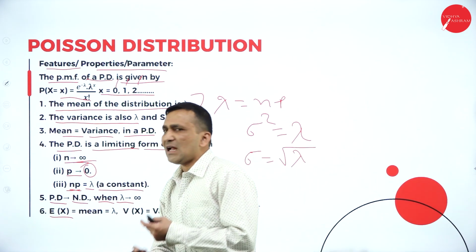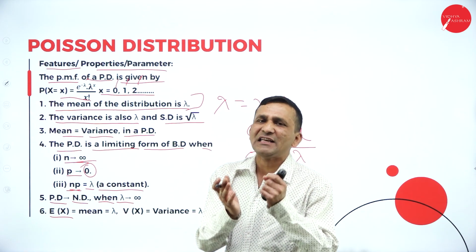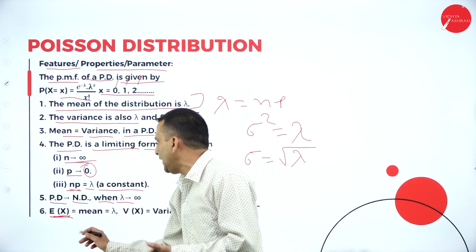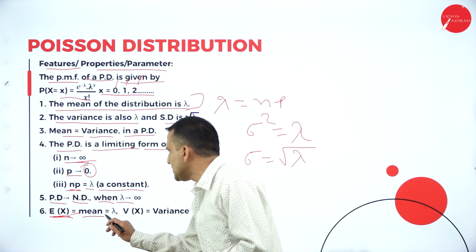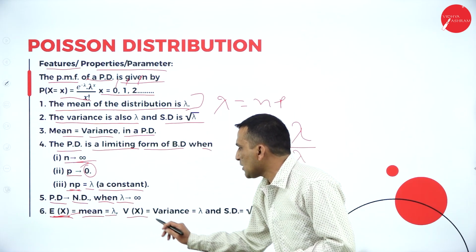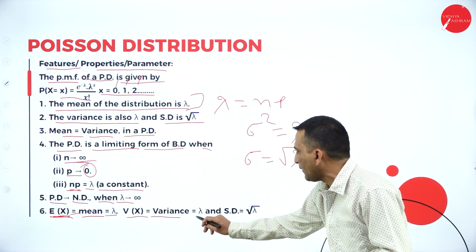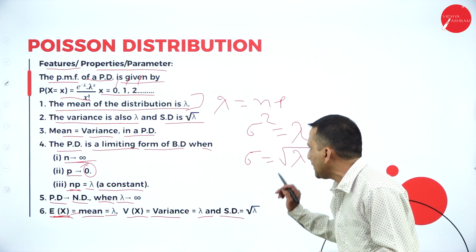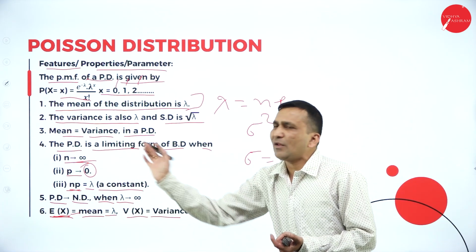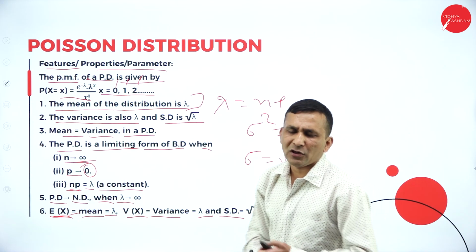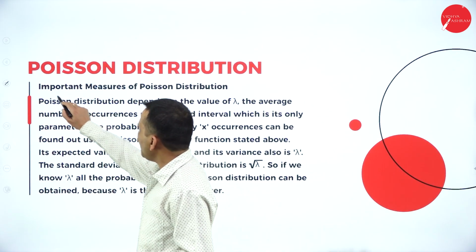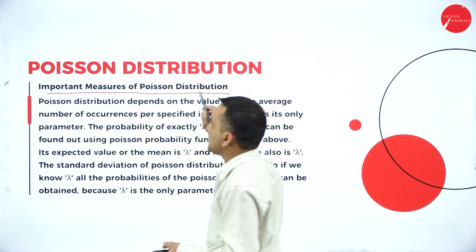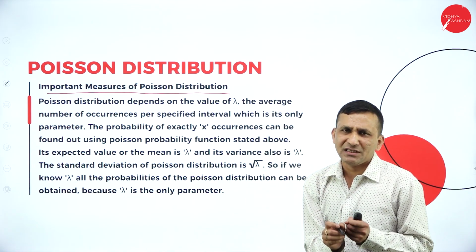E of x is nothing but your theoretical or expected value, so the expected value is equal to the mean. Variance of x is equal to lambda, and the standard deviation, these are the parameters we can identify in the Poisson probability distribution. There are important measures of the Poisson distribution.